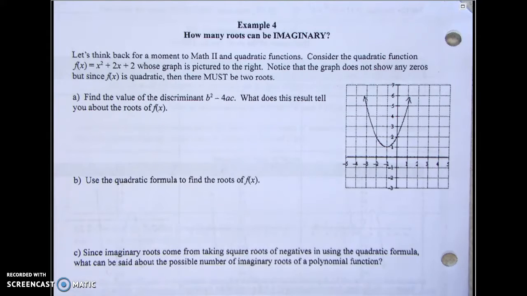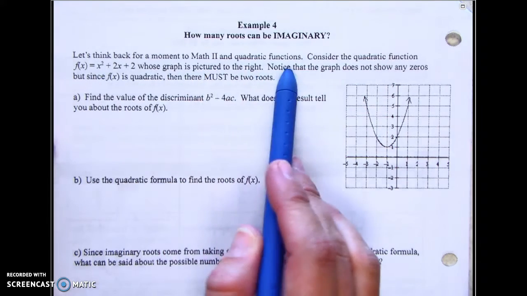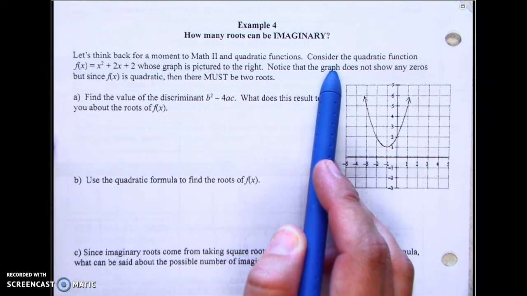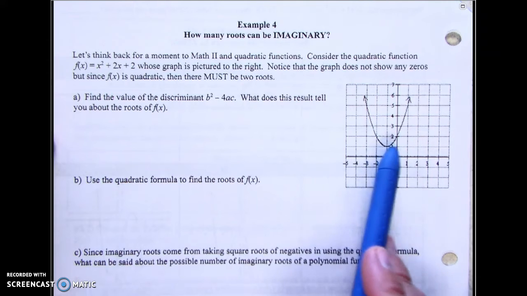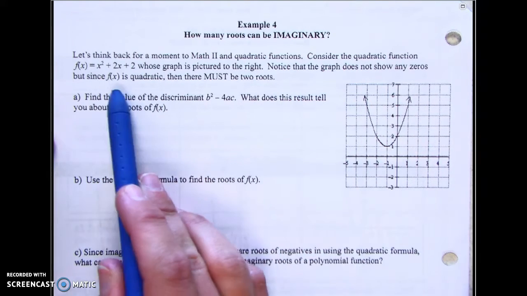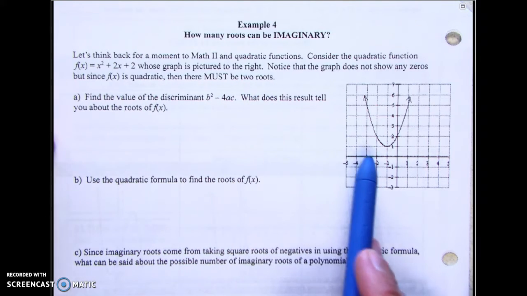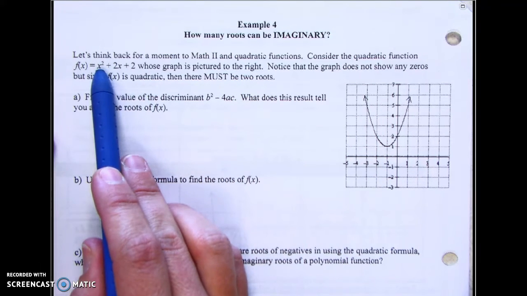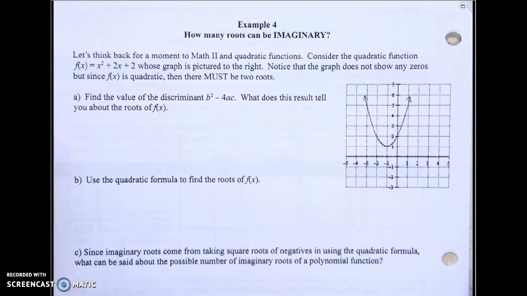Okay, so now that we know how to find positive, negative, and zero roots, we're going to dig deeper into the imaginary roots. Let's think back for a moment to Math 2 and quadratic functions. Consider the quadratic function x squared plus 2x plus 2, whose graph is pictured to the right. Notice that the graph does not show any zeros, but since f is a quadratic, there must be two roots. We know from practice that a quadratic has to have two roots, but we don't see any real roots, so the two roots must be imaginary.